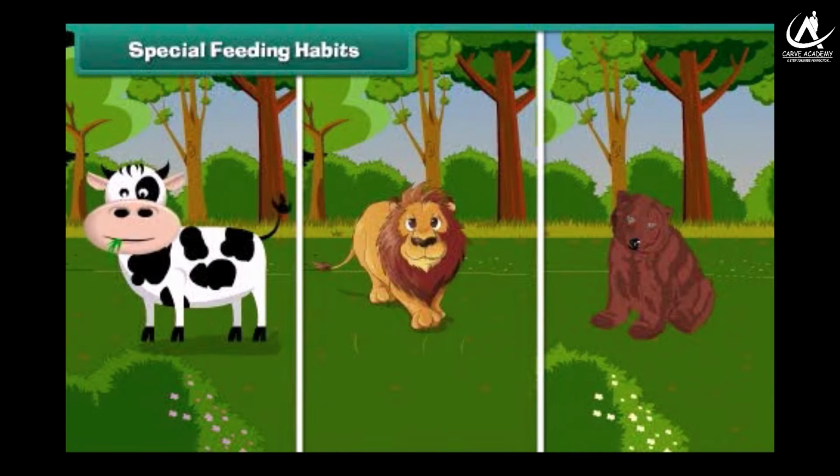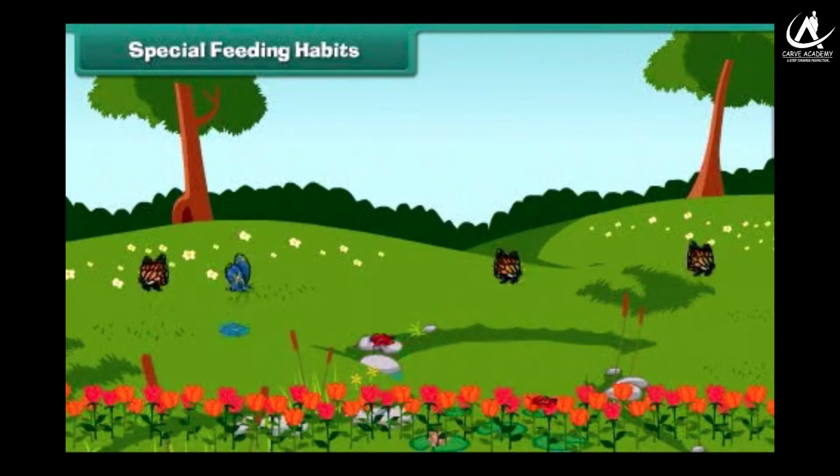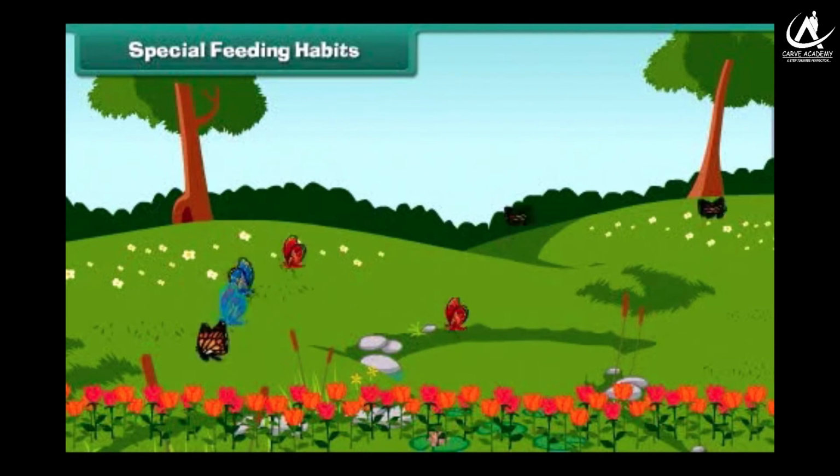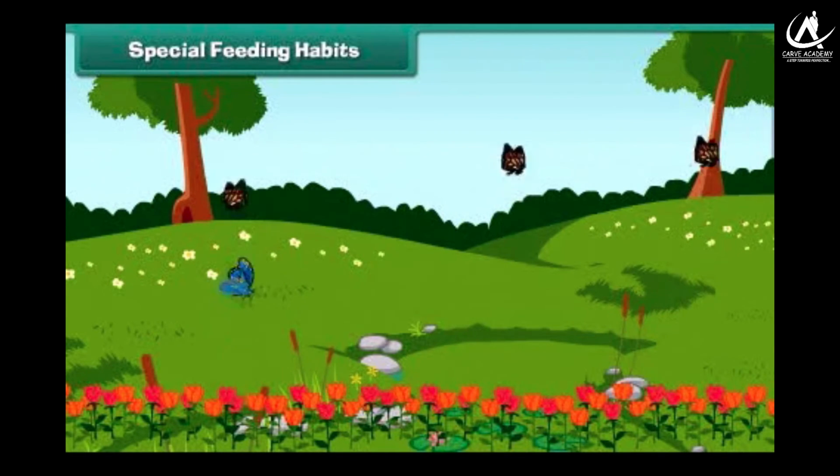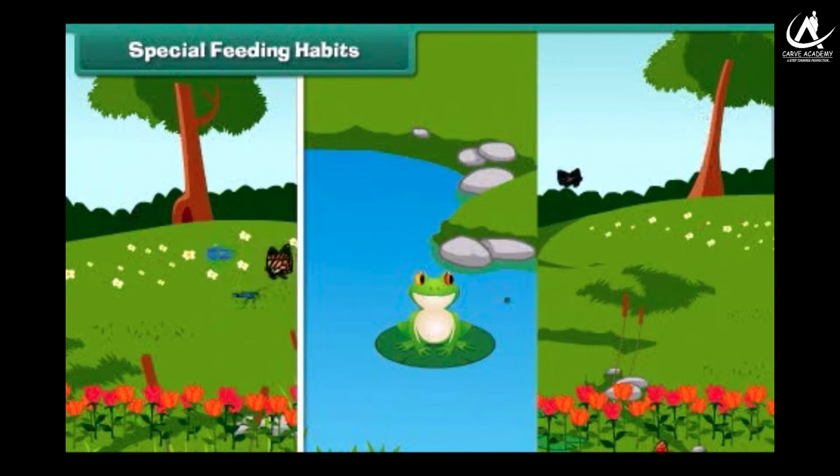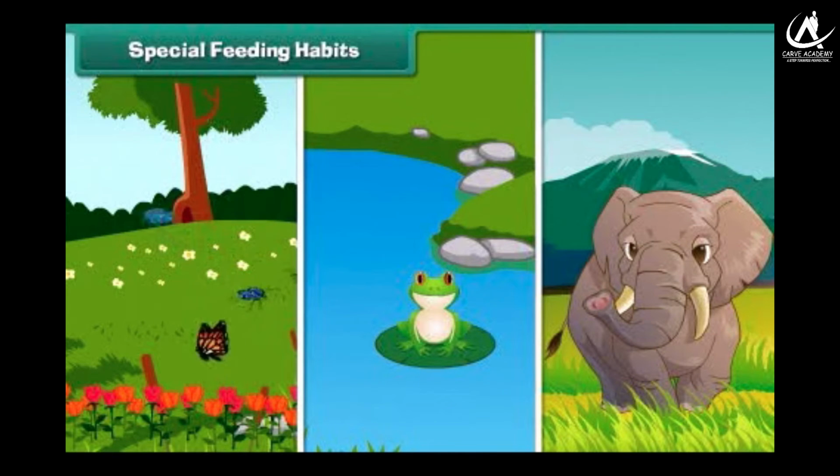After having knowledge of the general eating habits of animals, let us now learn about the special feeding habits of animals. In fact, some animals eat their food in very special ways. For example, a butterfly sucks nectar from the flowers with the help of a long tube present in its mouth. Frogs have a sticky tongue to catch insects, while elephants use their long trunk to detach tree leaves.